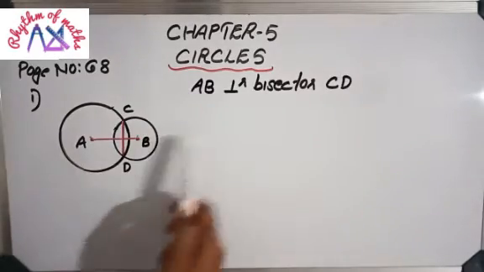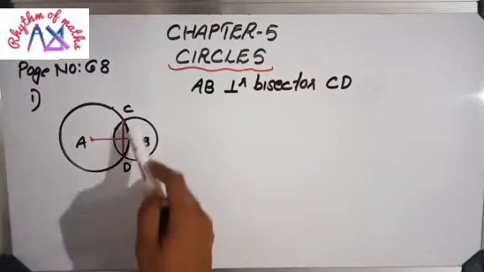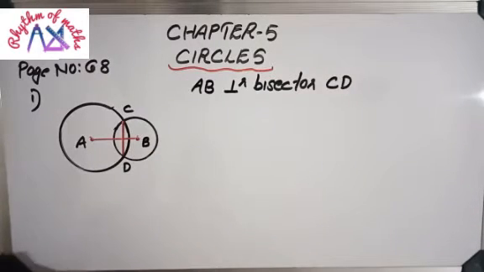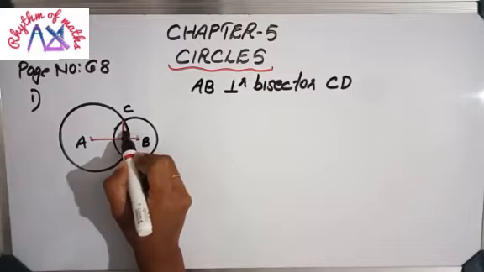AB is the perpendicular bisector of CD. So in order to prove perpendicular bisector, we need what? Perpendicular means 90 degree. Bisector means divide into equal halves. Let's mark this point as what? E. Okay, let's mark that point as E.